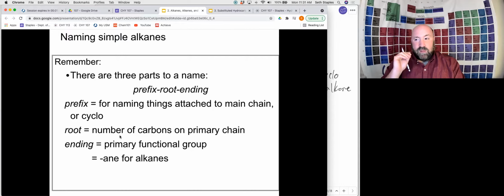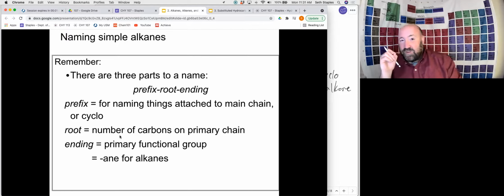And so we identify the root and we name the root by the number of carbon atoms in that main chain. That was the big table that I had you look at in the last lecture that I told you to memorize. And so if there's only 1 carbon there, our root is meth, 2 carbons is eth, 3 carbons is prop, and so forth. That's the root of our name for organic compounds.